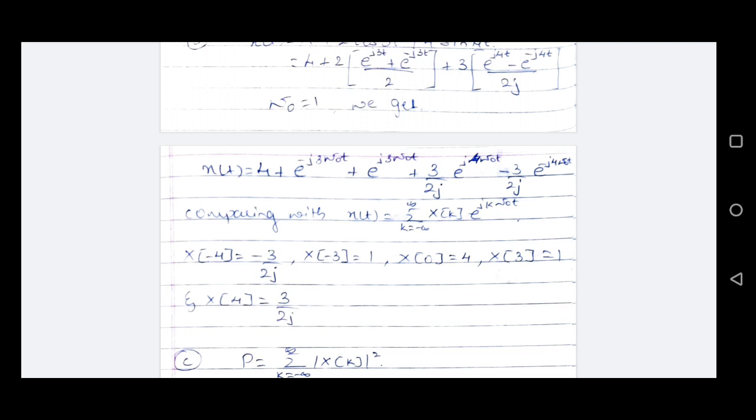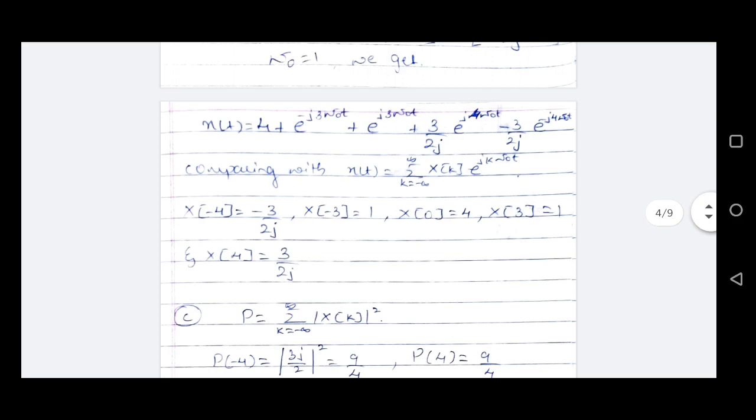So this equation is representing the composite signal x of t as the weighted superposition of different frequency sinusoidal signals. So comparing it with the synthesis equation given by x of t equals to summation k minus infinity to plus infinity x of k e to the power j k omega naught t, the least frequency present in the superposition is minus 4 omega naught. So for k equals to minus 4, the value associated with that sinusoid is minus 3 divided by 2j. So it is one of the Fourier series coefficients.